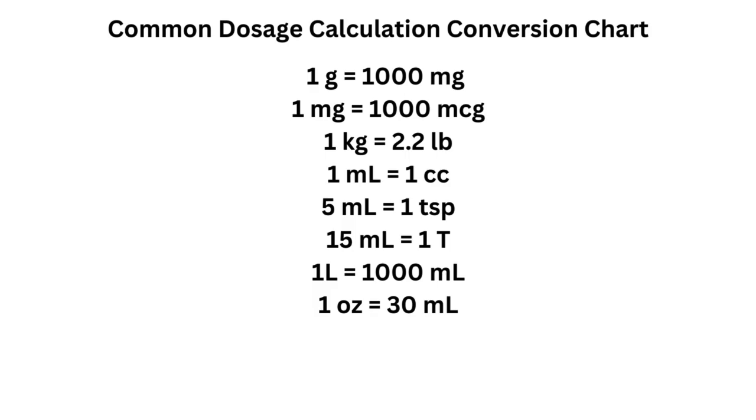Here are some common dosage calculation conversions. 1 gram equals 1,000 milligram. 1 milligram equals 1,000 mics. I promise you, you will use those a lot. 1 kilogram equals 2.2 pounds. Another one, use it all the time. 1 milliliter equals 1 cc. 5 milliliters equals 1 teaspoon. 15 milliliters equals 1 tablespoon. 1 liter equals 1,000 milliliters, and 1 ounce equals 30 milliliters. You will use those ounces to milliliters a lot with your intake and output.